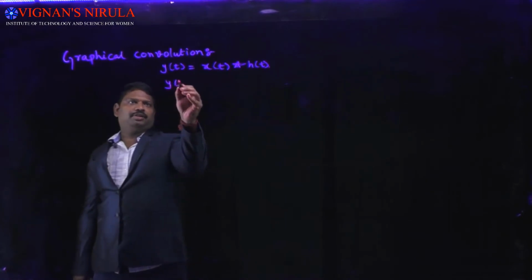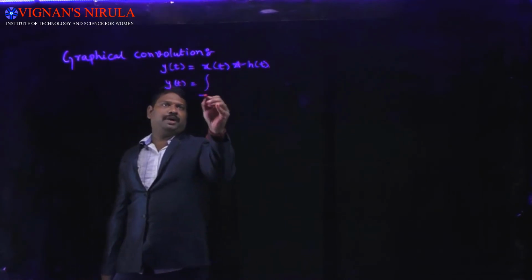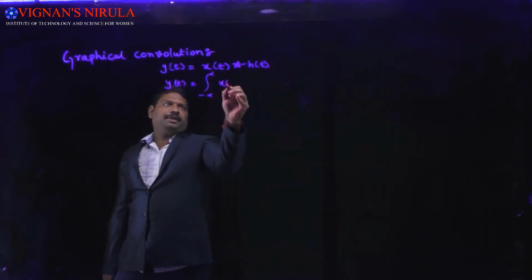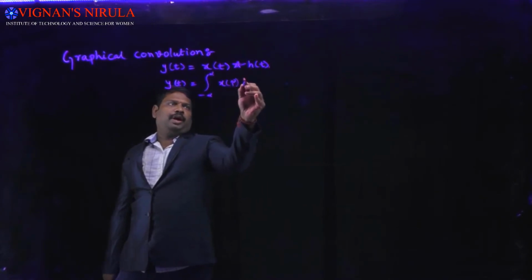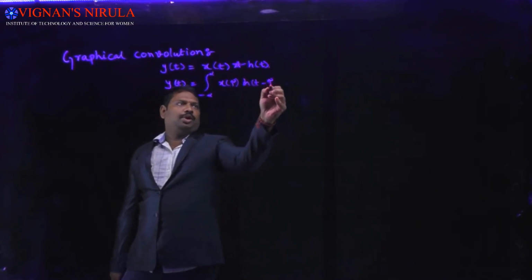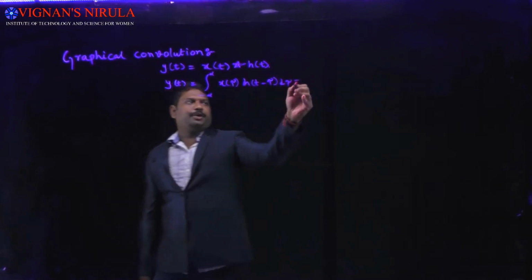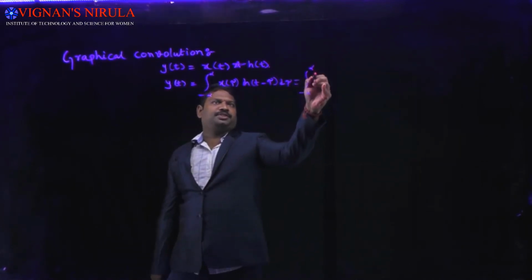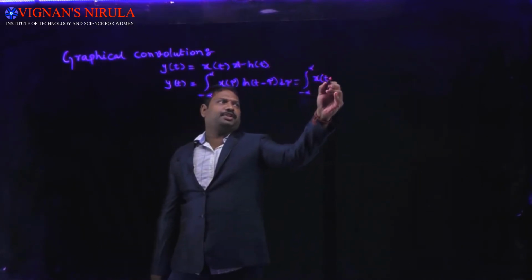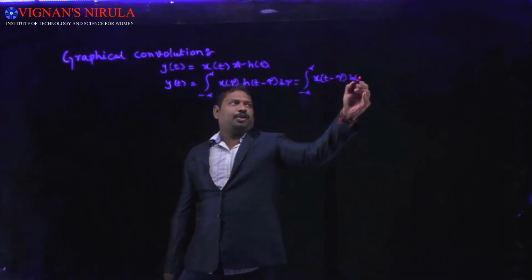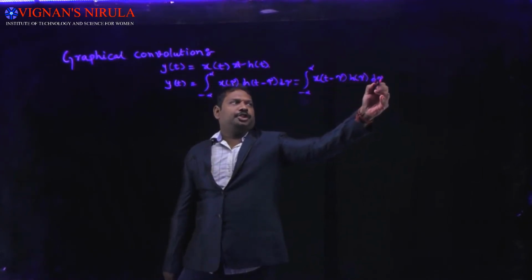Therefore, the graphical convolution formula is y of t is equal to the integral from minus infinity to infinity of x of tau and h of t minus tau d tau. Or else we can also use another expression: the integral from minus infinity to infinity of x of t minus tau, h of tau. We can use either.